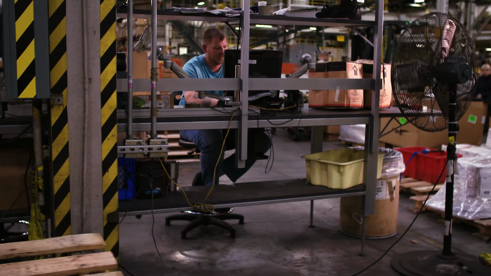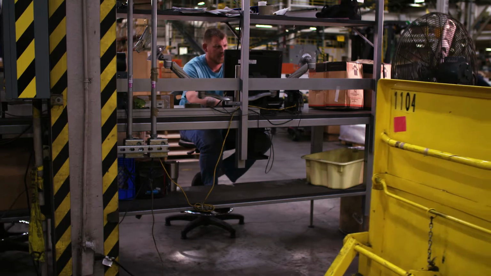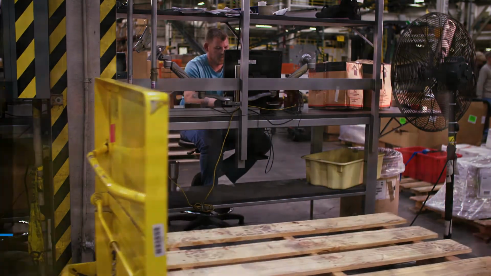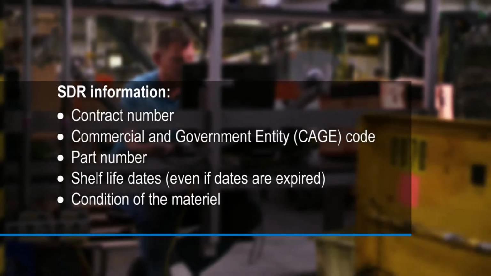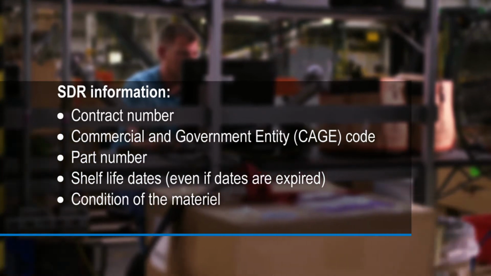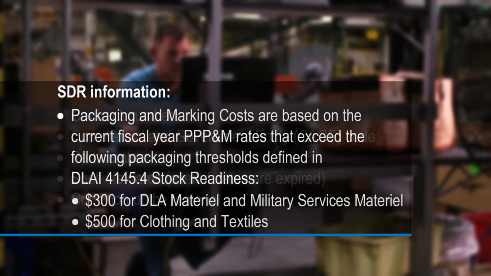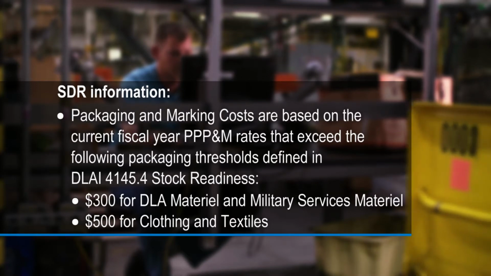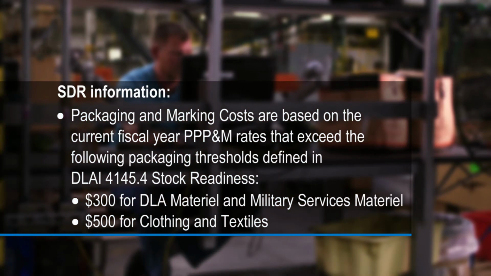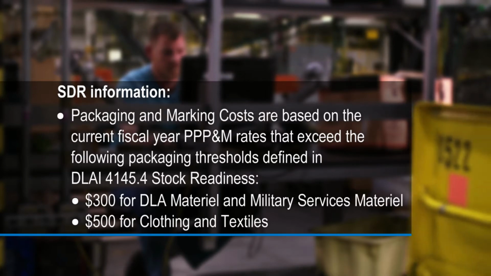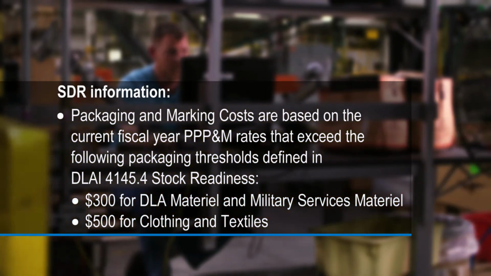When inputting SDRs into DSS, always provide the following information if it is available: the contract number, commercial and government entity or CAGE code, part number, shelf life dates, condition of the material. Packaging and marking costs are based on the current fiscal year PPP&M rates that exceed the following packaging thresholds defined in DLAI 4145.4 stock readiness: $300 for DLA materiel and military services materiel, and $500 for clothing and textiles.